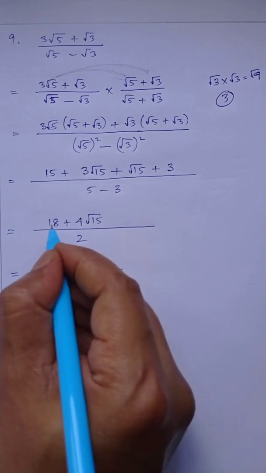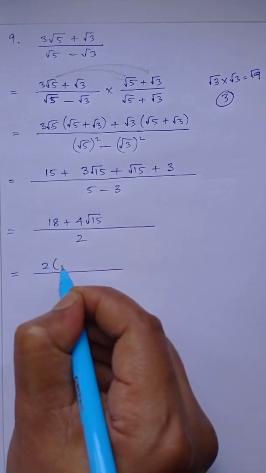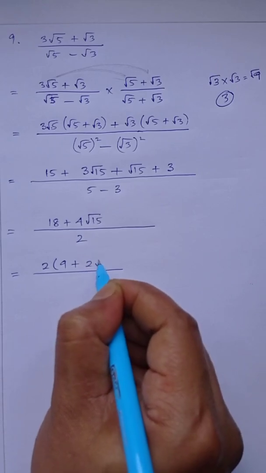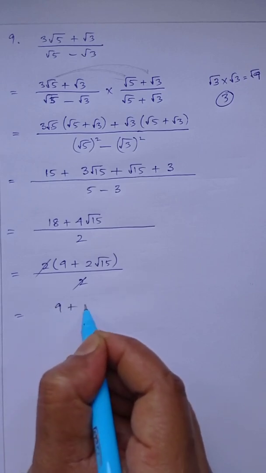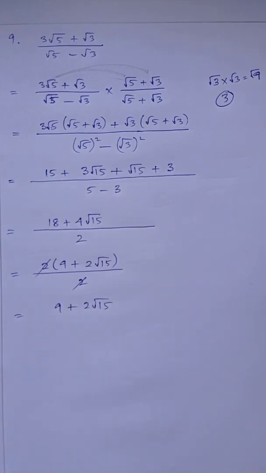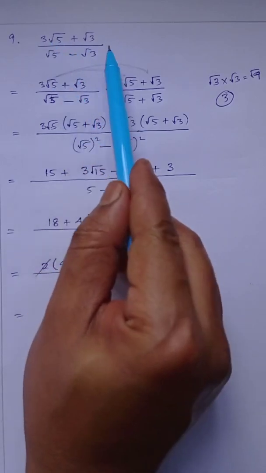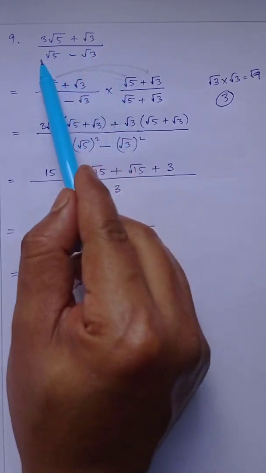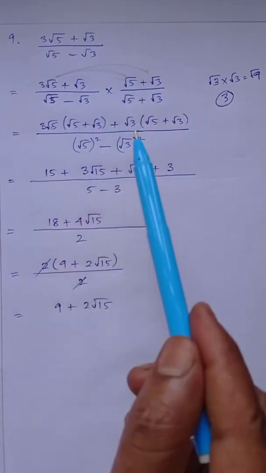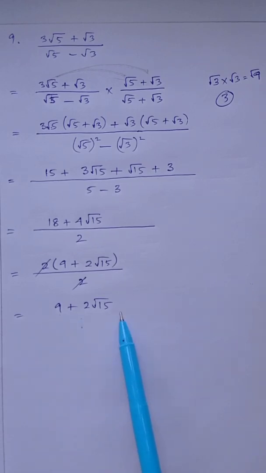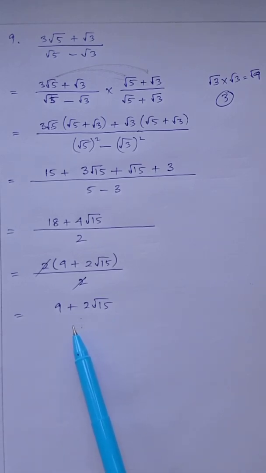So 18 and 4 have a common factor 2. We take out the common factor so that it can be cancelled with this one. So the answer will be 9 plus 2 root 15. This is how we solve this type of question, and it should be kept in mind that any fraction which has a root in the denominator is to be simplified. It has to be rationalized to give a denominator without any root. Here the denominator is 1, as you can see, and it has no root. So I hope you understand this one.